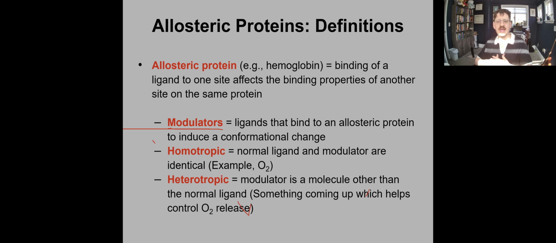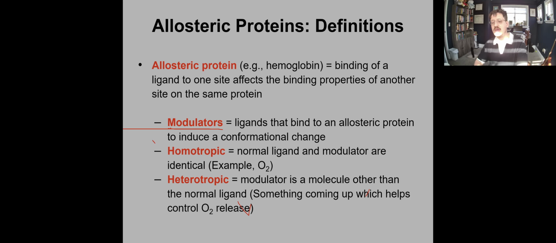If the two ligands, the modulator and the thing that's being influenced, are different, they are heterotropic. Hetero referring to being different. So a proton and oxygen are two different things. Oxygen and CO2 are two different things. They are heterotropic. But remember I said that oxygen binds and helps other oxygens bind. Well, oxygen and oxygen are the same thing, so they are homotropic.